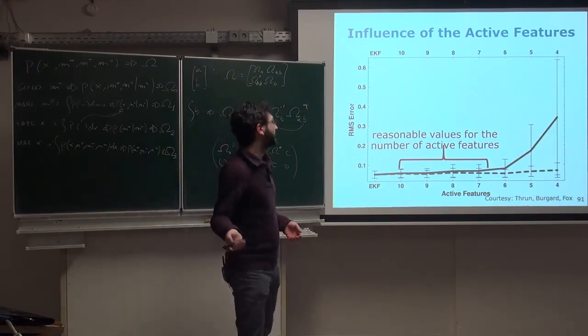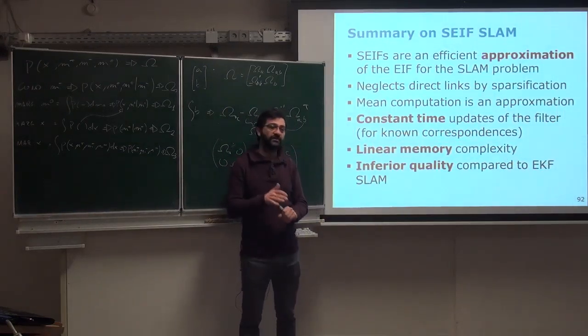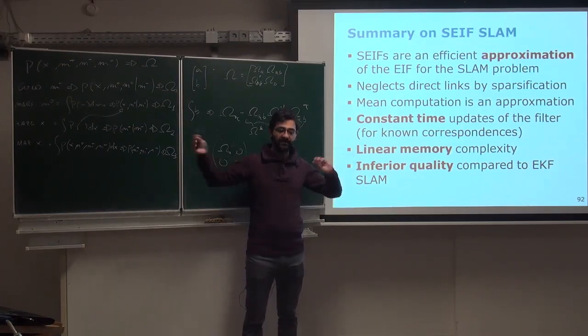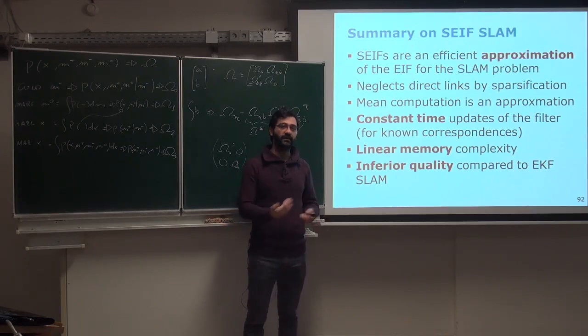So that's basically the whole message that SEIF wants to give you: we can exploit the structure of the problem, the fact that there are some parts of the environment that are only weakly related to each other, and we can devise an approximation that exploits this. They don't lose too much in accuracy, but they gain a lot in terms of efficiency and memory consumption.